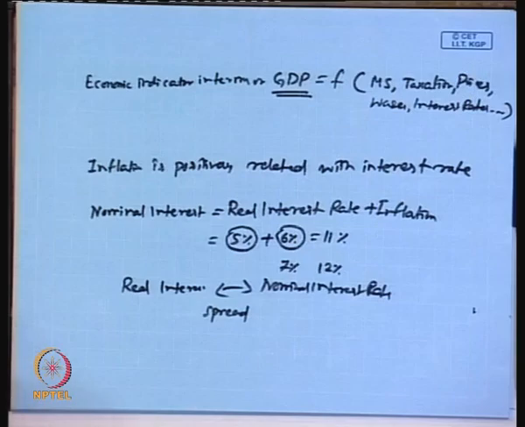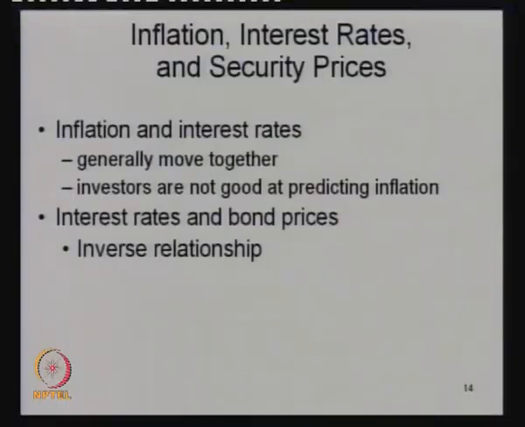Usually one will find this spread to be almost constant or with a little variation, but sometimes there will be a higher spread between these two. That could be because investors are not able to predict inflation properly. So, they are not good at predicting, and that is why this gap may actually increase.